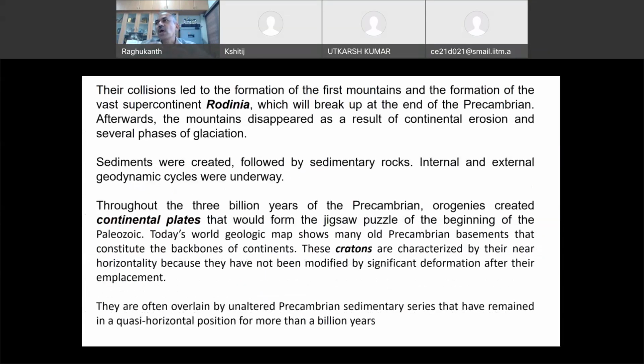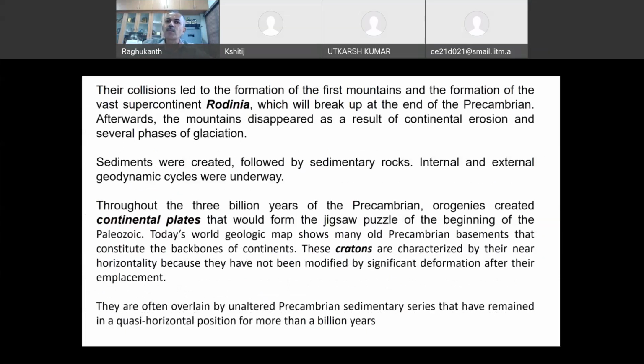Initially it was all molten lava, then it got solidified, rocks started forming, then erosion also occurred, then they collided, and then mountains and so many things happened. So sediments were created, sedimentary rocks formed. Then 3 billion years is the Pre-Cambrian era. Orogenies means mountains basically. They were created, continental plates came, and then cratons formed. All those things happened during the Pre-Cambrian era.